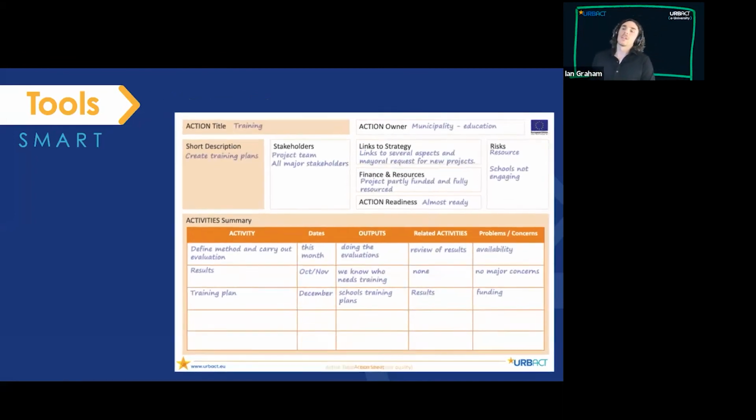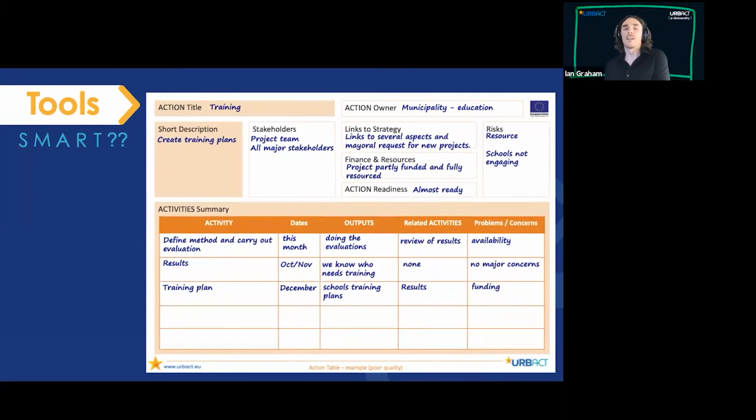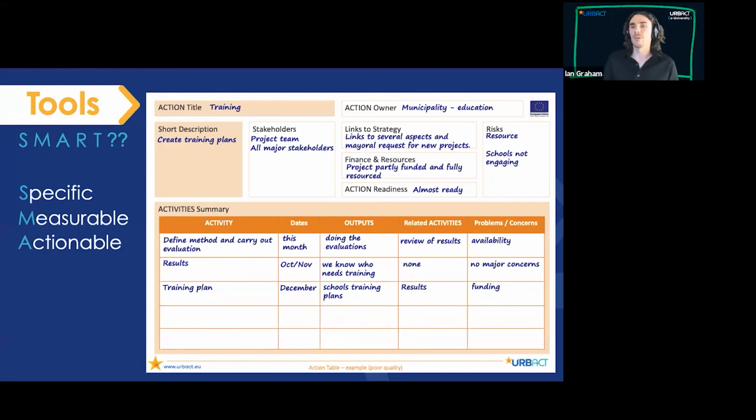So what does that look like? If we take a simple example of an action table that's filled in, it's got the title of training with a short description of create training plans, and then it's got other bits of information on it. Now with this one, it's fair to say that it's had all the boxes filled in, it's got something in each space, but is it SMART? Is it specific? Is it measurable? Is it actionable? Is it relevant and timed?